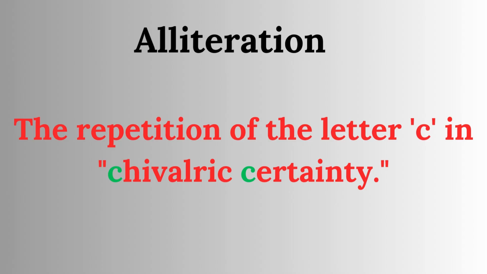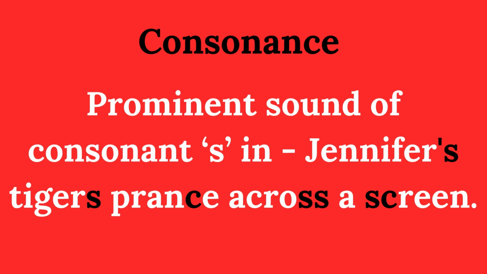Then alliteration you can find here. The repetition of the letter C in these following words like chivalric certainty. C is repeated in each word. Then consonance. Here you can see the consonant sound, that is the S sound, is prominent in this particular poetic line. "Jennifer's tigers prance across the screen." You can see the difference.